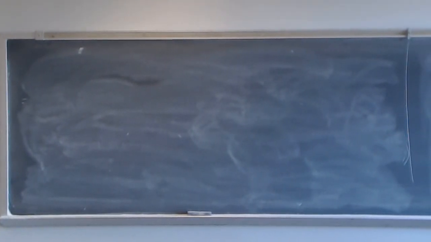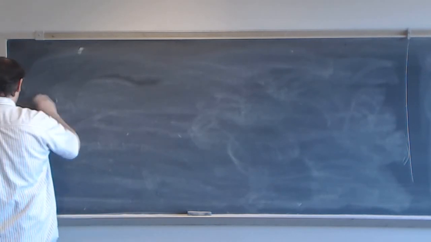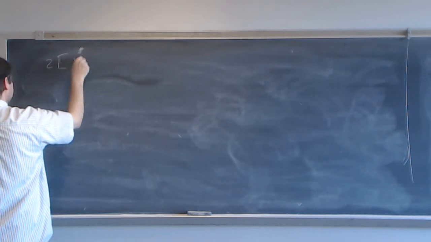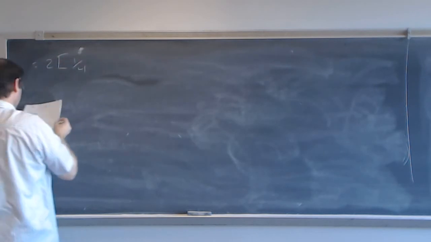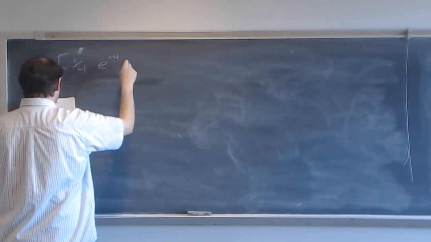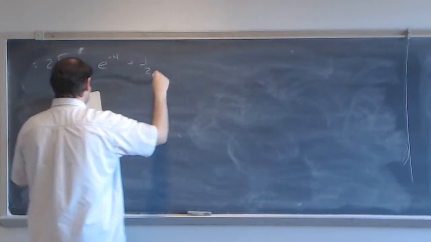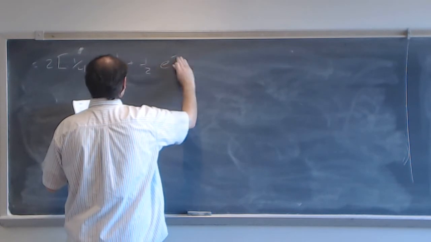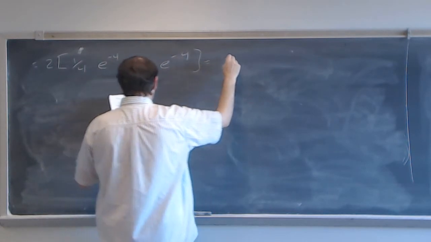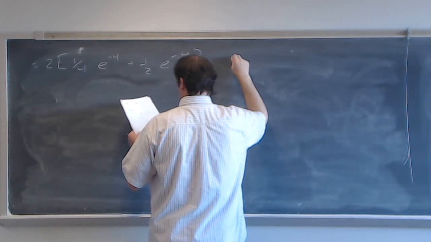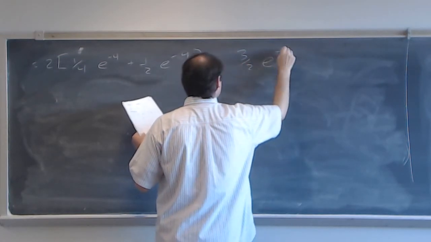Go ahead and mark what this is. So from our previous work, because we're dealing with Poisson, this is equal to 2 times 1/4 e raised to the minus 4 plus 1/2 e to the minus 4, and that's equal to 3/2 e to the minus 4.